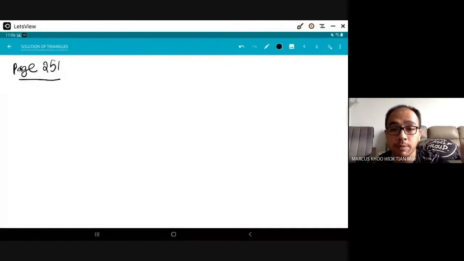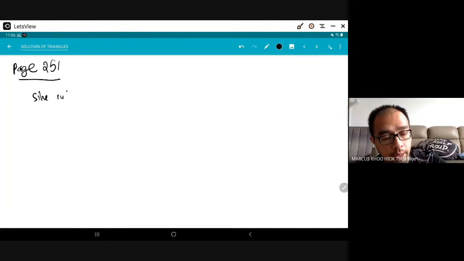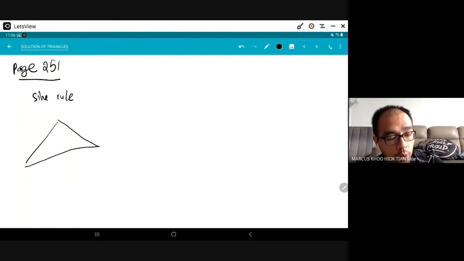Previously, we have learned about the sine rule, and we use the sine rule for situations where we have two angles, for example this, and the side that is opposite to the angle. So for example, if this is A and this is B, so this is side A and this is side B.